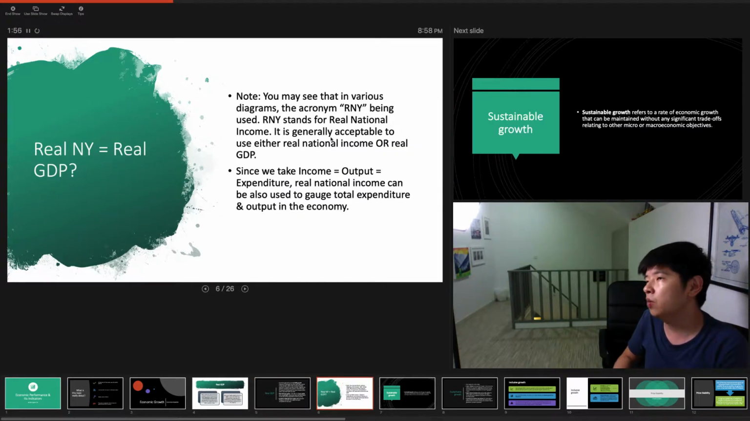And in many economics essays or case studies, you will see that in your AD-AS diagram, sometimes we label the y-axis as RNY. RNY stands for real national income. It is generally acceptable to use either real national income or real GDP. Since we know from previous lessons that income, output and expenditure are the same and can be used interchangeably, real national income can also be used to gauge total expenditure and output in the economy, other than just income.